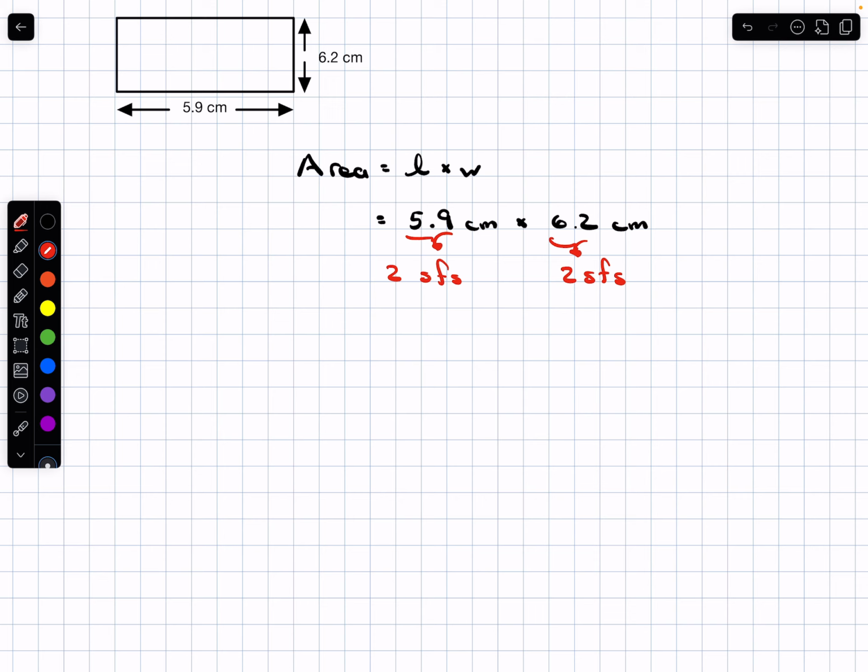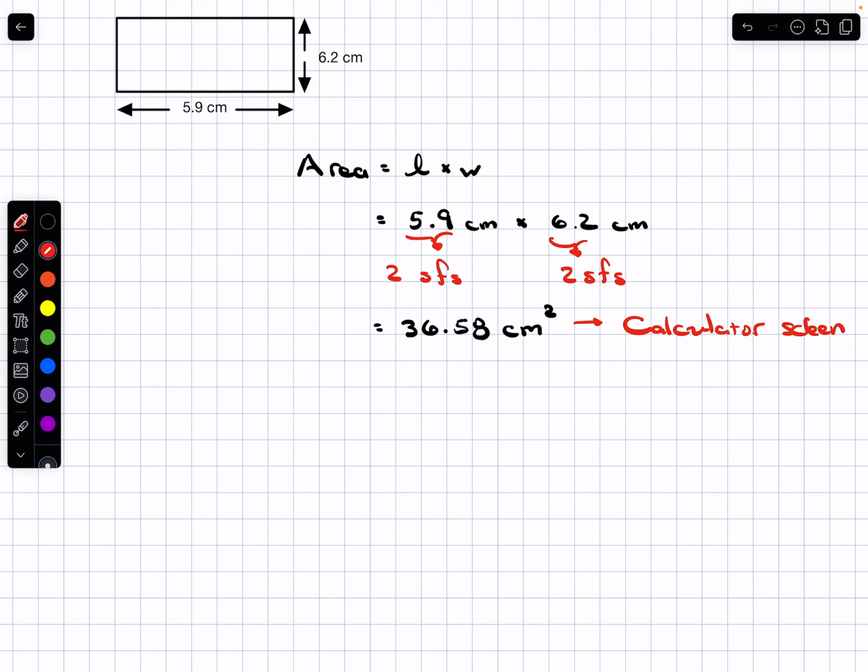So if we go ahead and plug and chug this into our calculator, whoops, wrong color, we're going to end up with 36.58 centimeters squared. So again, this is really important that we keep track of our units and we know what we're doing with our units. Now, here's the key. This is the answer our calculator gives us. So this is what the calculator screen says.